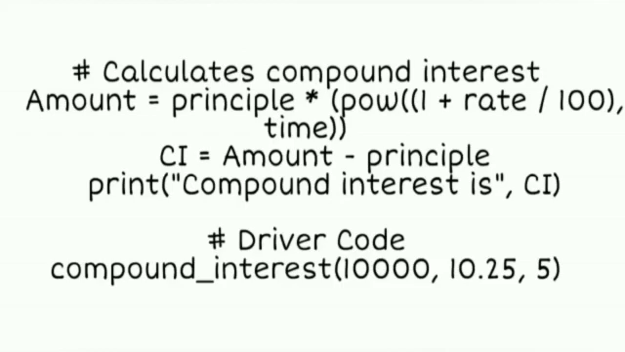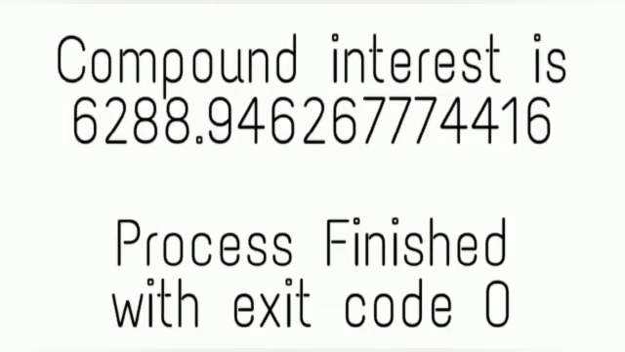Compound interest is CI. Driver code: compound interest 1000, 10.25 and 5. Compound interest is 62.6288. Process finished with exit code 0. This code is run under computer.